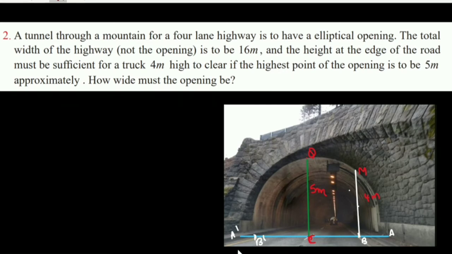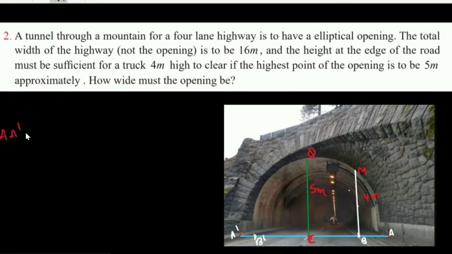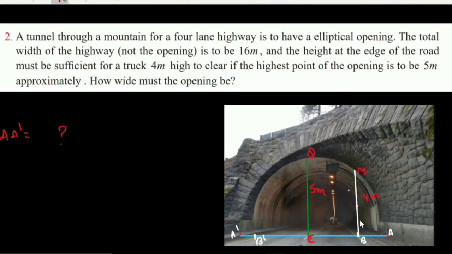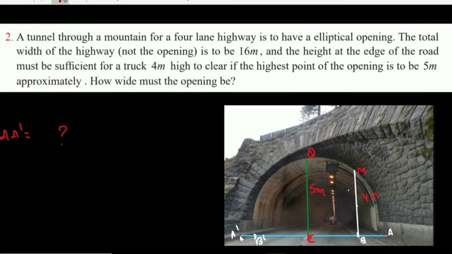How wide must the opening be? That means, what is the distance A to A dash? That's the question. A dash is equal to how much? So what is given? The tunnel is elliptical in shape, and there is a 4-lane roadway B dash. At the edge of the road, the height is 4 meters. At the center of the road, the height is 5 meters. What is the length of the opening, that is A dash? So let us draw this diagram.